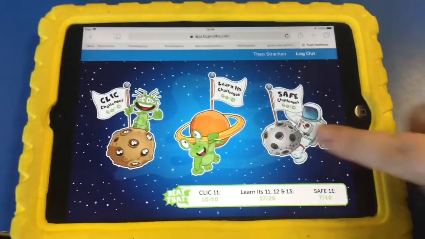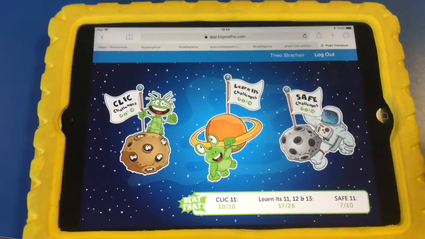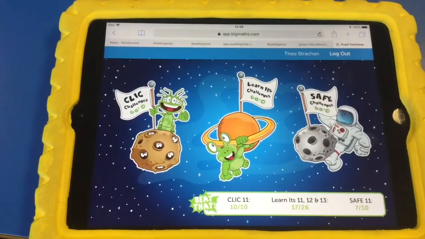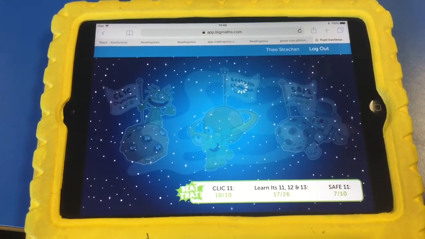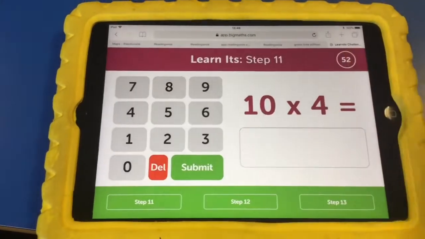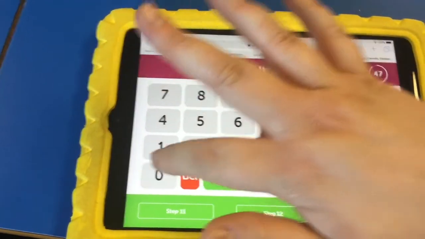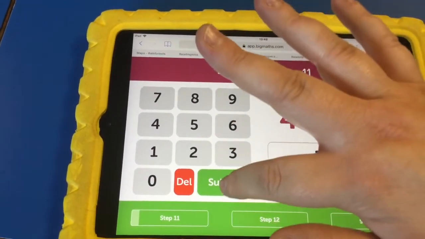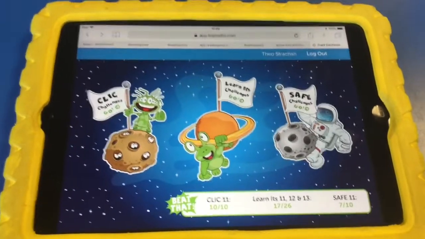There are a variety of challenges that pupils are asked to complete throughout the week that are set at their appropriate level. These are click challenges, learn its, and safe challenges. Learn its are timed arithmetic challenges where pupils are asked to answer a series of questions under a timed scale. Also, the click challenges and safe challenges are not timed challenges.